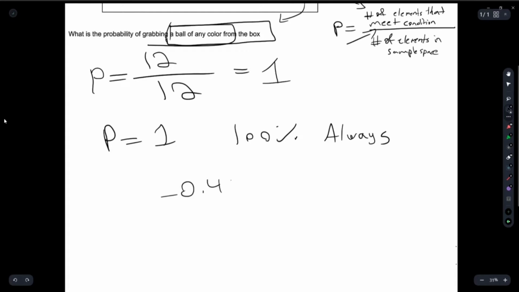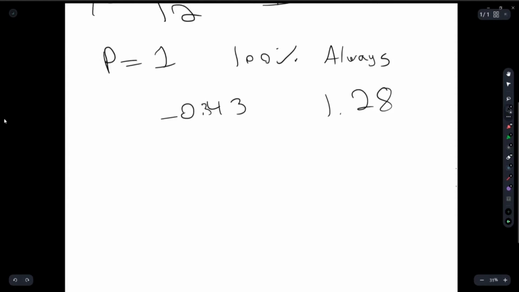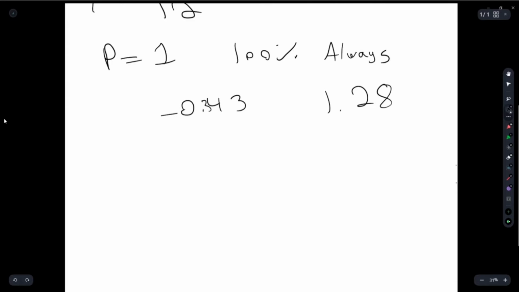It cannot be negative 4.34, 3.43, or 1.28. It cannot be greater than 1. It cannot be less than 0. 0 means it will never happen, and 1 means it will always happen. The closer it is to 1, the greater the chance it will happen. The less close it is to 1, the lower the chance it will happen.